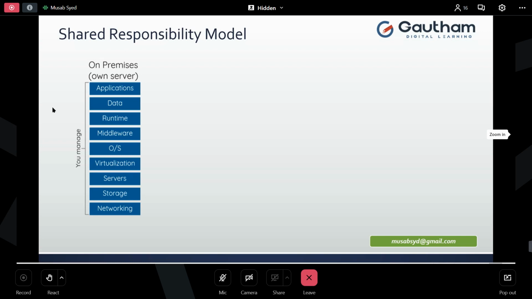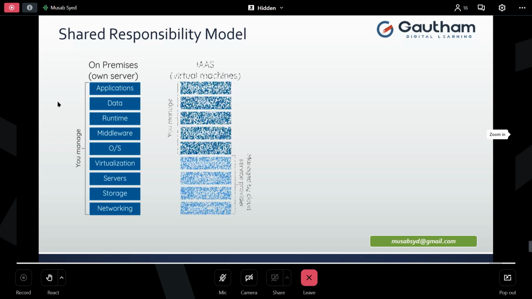Now there are three different types of cloud services, guys. First is infrastructure as a service.